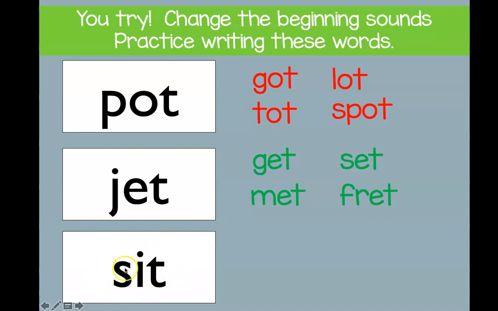All right, let's do this word. You know this word because it's got a sight word in it, IT. It. It. Change that beginning letter S to a different letter. What word can you make? Pause the video and write down a new word.